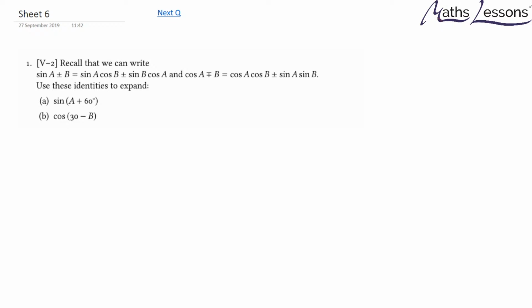Right, here's our first question for today on today's live stream. We're doing sheet number 6 from our revision series in A-Level Maths, and we've got a nice little addition formula problem to start off with. I'm not going to give you too long, it shouldn't take you too long to do this. I'll give you 60 seconds to start this one.